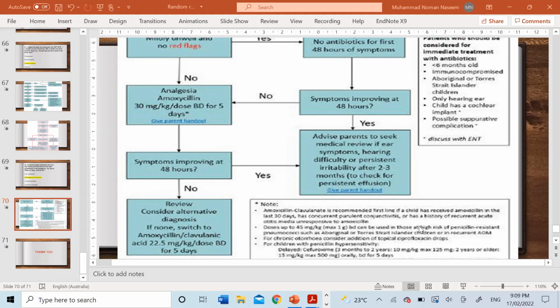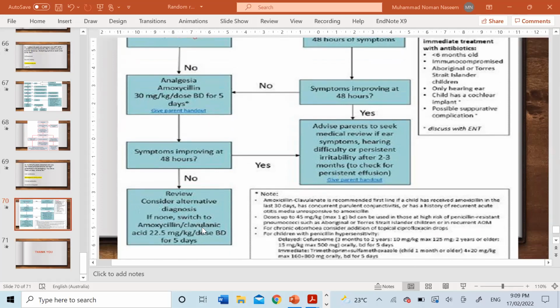All right. Amoxicillin is the drug of choice. We use it for 5 days, twice a day, but if it is not helping, we can add clavulanic acid to it, or we give a combination of amoxicillin clavulanate for 5 days. All right.